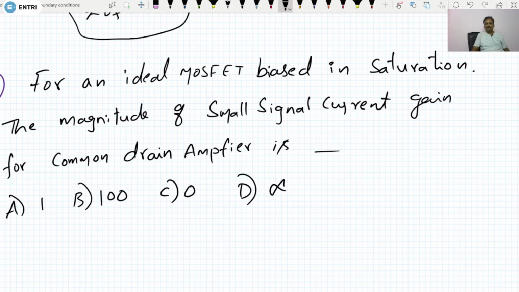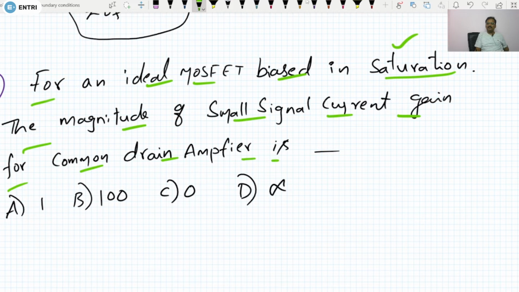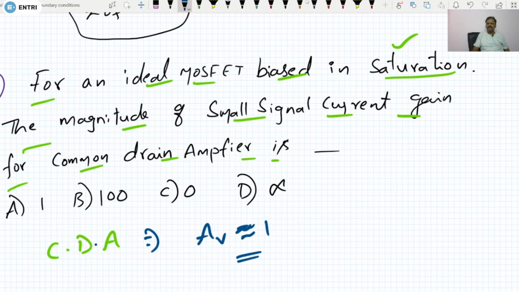See, they are just asking the current gain for a common drain amplifier. For an ideal MOSFET biased in saturation region, the magnitude of small signal current gain for common drain amplifier. We know that for common drain amplifier, the voltage gain will be approximately equal to 1, right? Voltage gain will be 1.